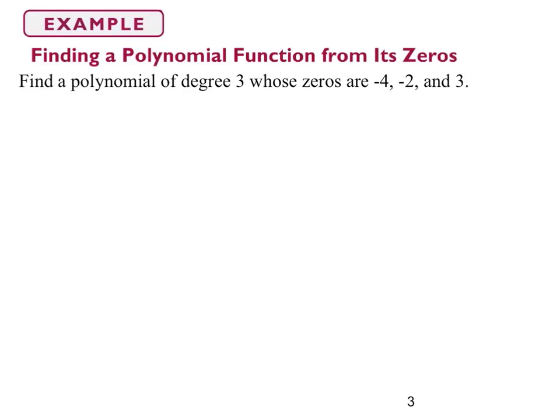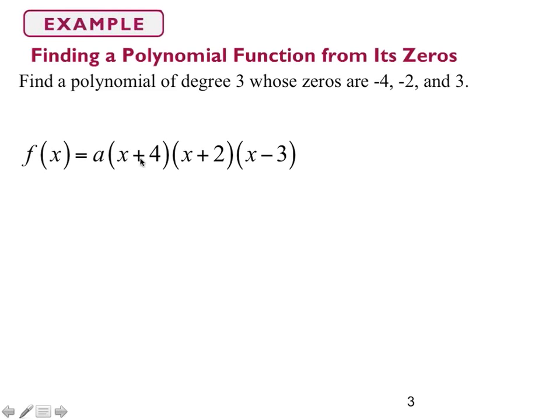Let's start with this example, where we're finding a polynomial function from its zeros. Say we have a polynomial with a degree of 3, and the zeros are -4, -2, and +3. Degree 3 is the highest power we're going to have, and we have 3 zeros, so it makes sense that we have a degree of 3.